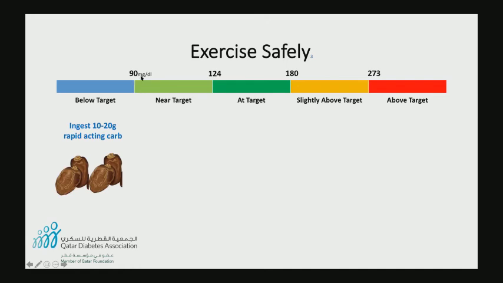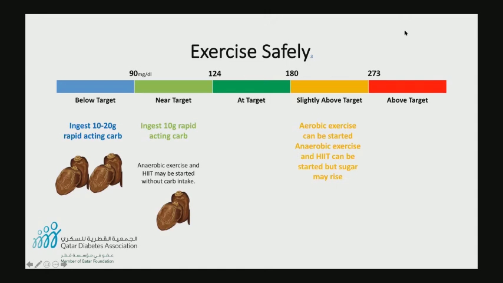If it's between 90 and 124, then you are near target. You might need to take less rapid acting carbohydrates, only 10 grams, which is two dates. And if you are going through high intensity exercises, then you might not need to take the carbohydrates, because usually high intensity exercises bring your sugar up. From 124 to 180, this is the target. You can start without taking any carbohydrates.